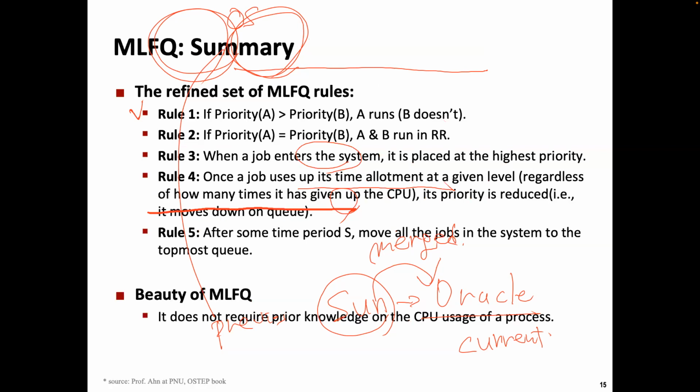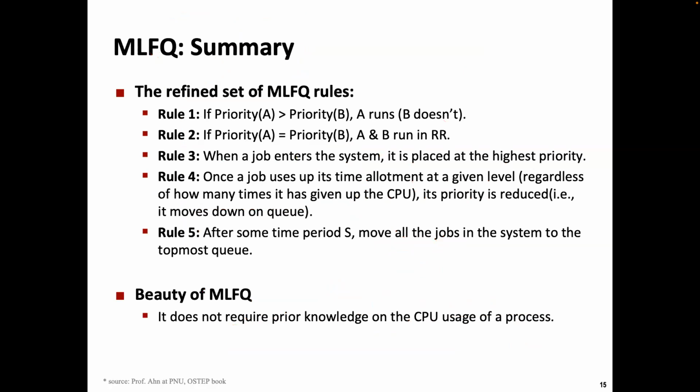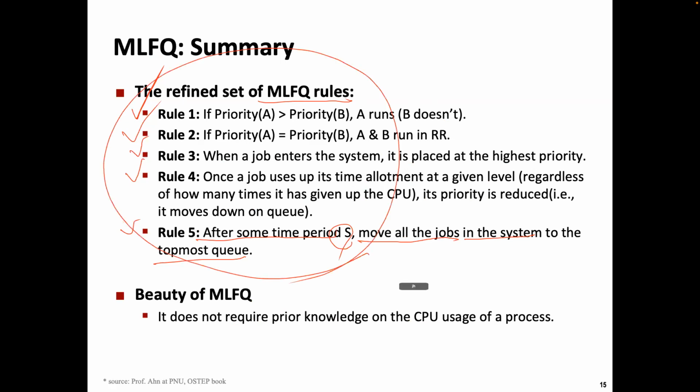Okay, let's see the summary of the MLFQ. So the refined set of MLFQ rules, rule one like this, and rule two, rule three, we already know that. Rule four, once the job uses up its time allotment at the given level, its priority is reduced. And rule five, after some time period S, move all jobs in the system to the topmost queue. So this is the final rule of the MLFQ.